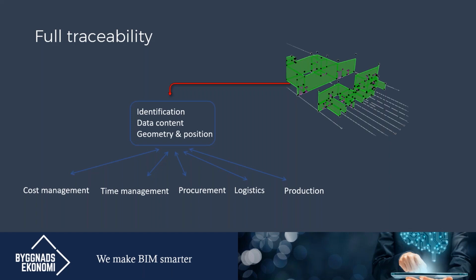When you do that, and when you have the project under control, and when you truly manage the development of your BIM model, you will have full traceability in your model, which means that every single object has an identification, it has reliable data content, it has reliable data on geometry and position, and it connects directly to your cost management, time management, procurement, logistics, and all the way out in production.